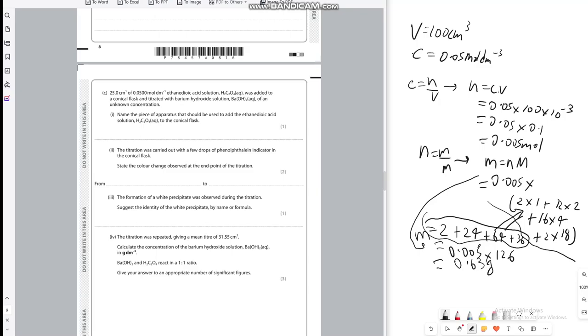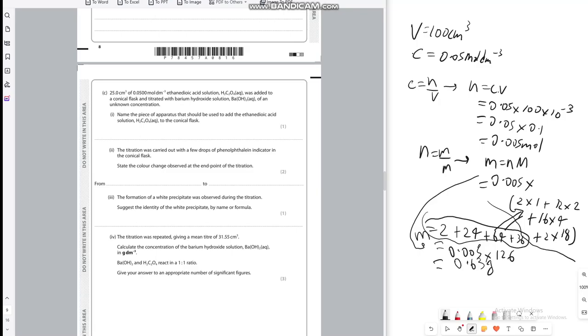The titration was carried out with a few drops of phenolphthalein indicator in the conical flask. State the color change observed at the end point of the titration. So ethanedioic acid was added to a conical flask and titrated with barium hydroxide. That means initially what you have is acid. Afterwards it becomes neutralized, and if you continue, it becomes alkaline. So it's acid to alkaline, which is colorless to pink. That's the color change for phenolphthalein.